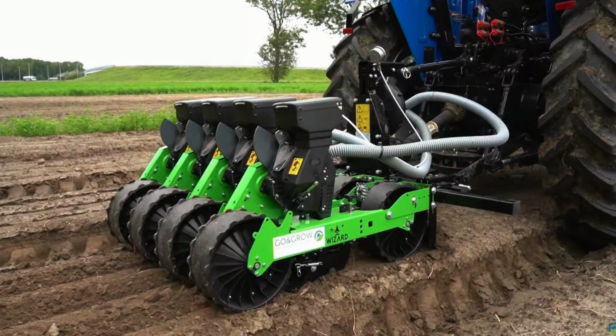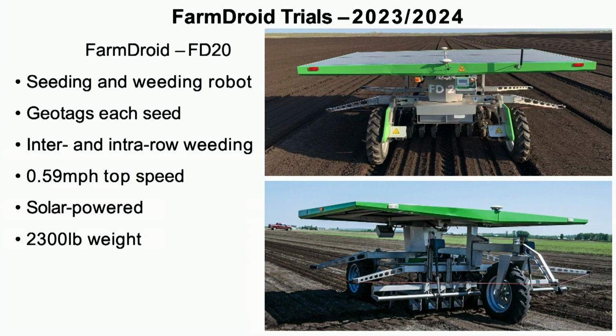But the other robot that we played around with isn't quite as adaptable. This robot is focused on two things right now, mainly seeding and weeding. This is the Farm Droid FD20. As this robot goes along, it'll drop the seed and it geotags it. So it essentially remembers where that seed is, and then when it comes back later, it can weed around that seed.